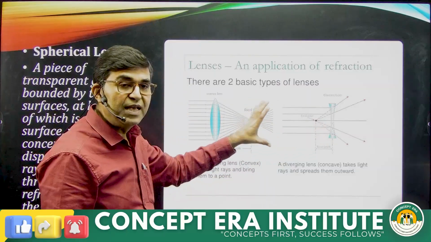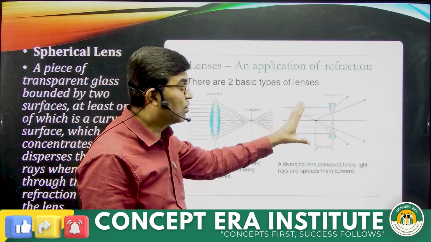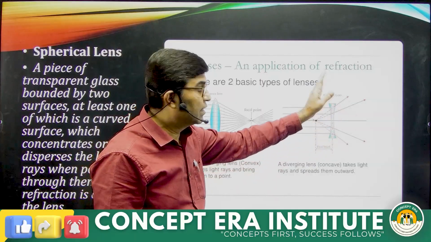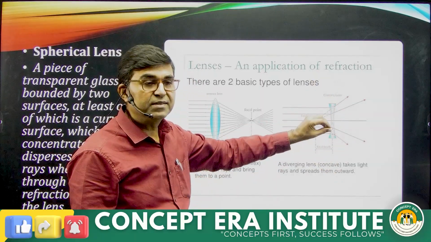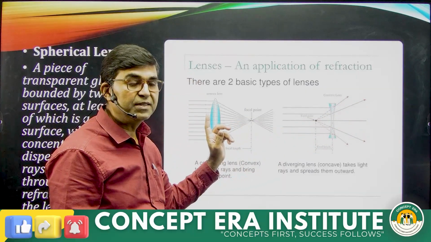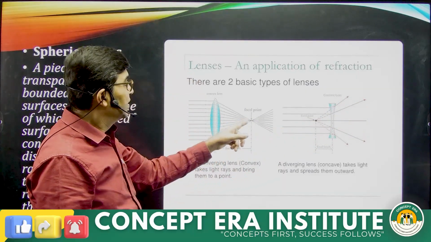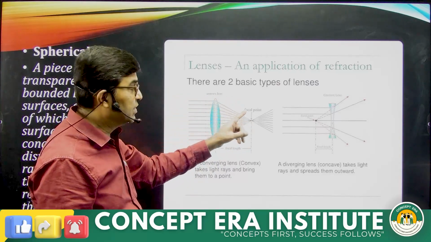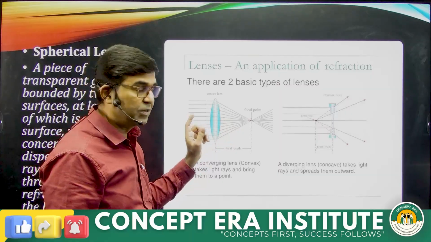But if the same parallel beam of light is incident on a concave lens, we will notice that the rays are moving away from each other, that is, they are diverging, therefore it is a diverging lens. Here, the point at which all the rays converge is called the focus or the focal point.